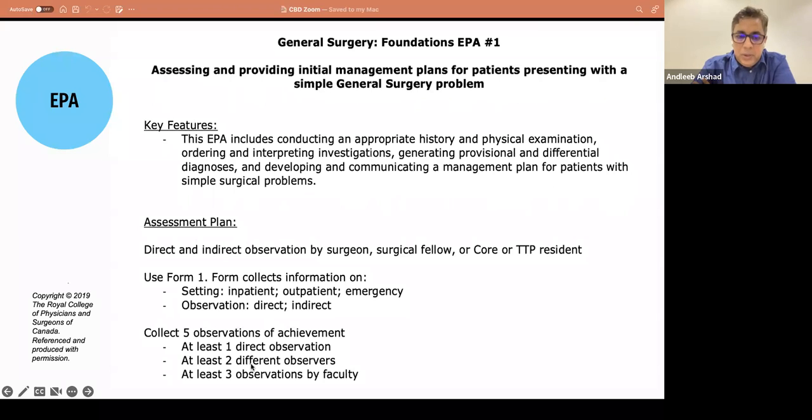At least 1 direct observation, at least 2 different observers. So it's even telling you that these 5 achievements cannot be coming from only one observer, right? It has to come from at least 2 different observers, right? And at least 3 observations by faculty. So these 5 assessments or these 5 observations of achievement cannot be coming all from the senior residents. 3 have to come from faculty, 2 can be from the senior residents, right? So all details are given.